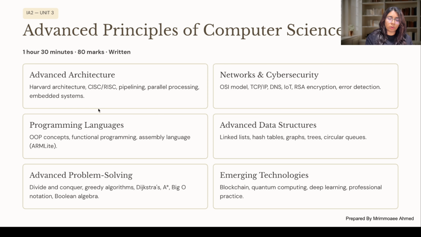Then comes network and security. In network and security, we will mostly look at the OSI model and the TCP/IP model. That is basically how the data goes from the application to the router, and from the router to the receiver.